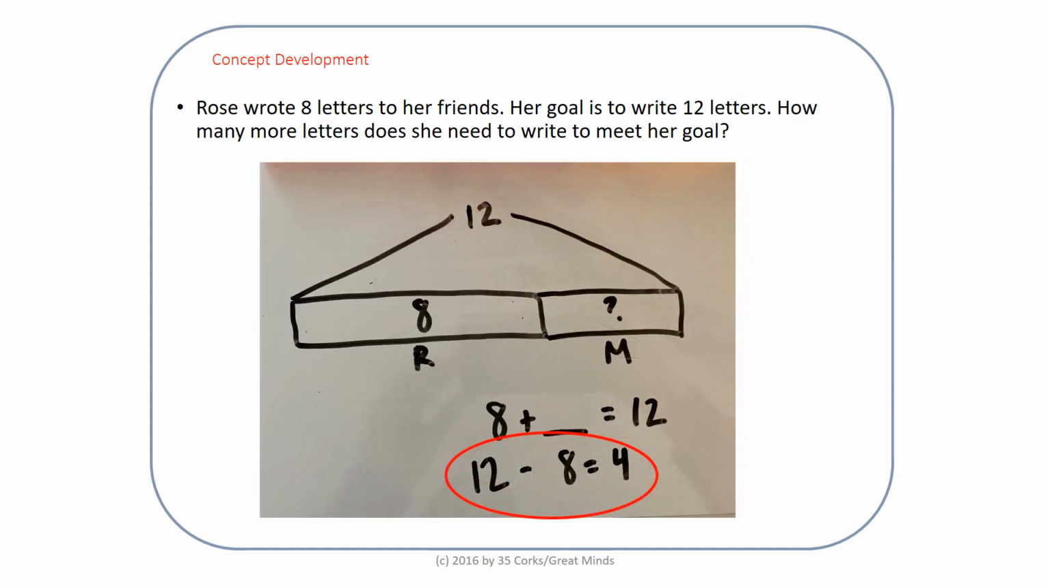12 minus 8 equals 4. So how many more letters does Rose need to write? What will go in place of that question mark? How many more letters does Rose need to write?